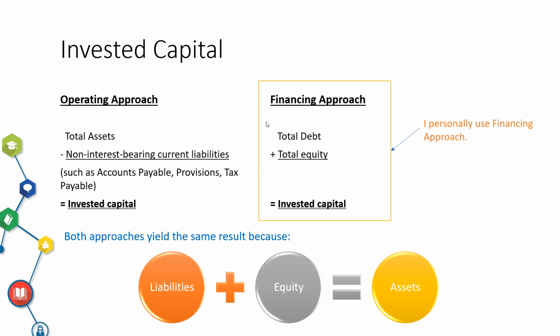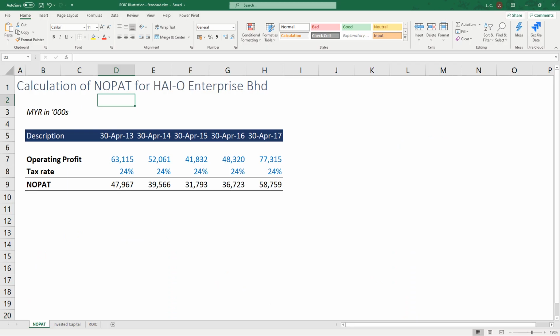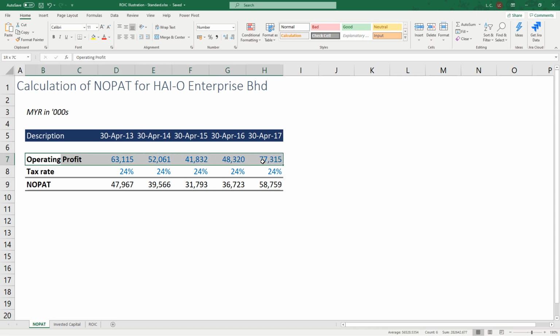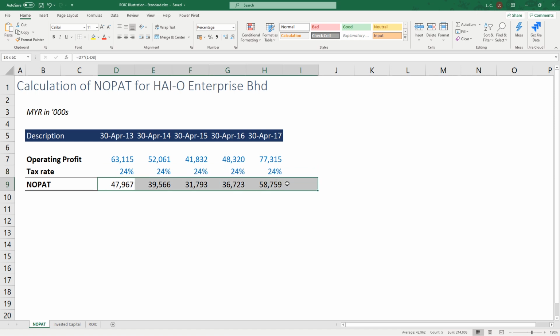You can download the Excel file by clicking the link in the video description. In this example, we will calculate ROIC for Hyatt Enterprise. Let's start with NOPAT. The formula is pretty easy. Basically, we take the operating profit from the income statement times 1 minus the standard tax rate, 24%. Here, we get the NOPAT.